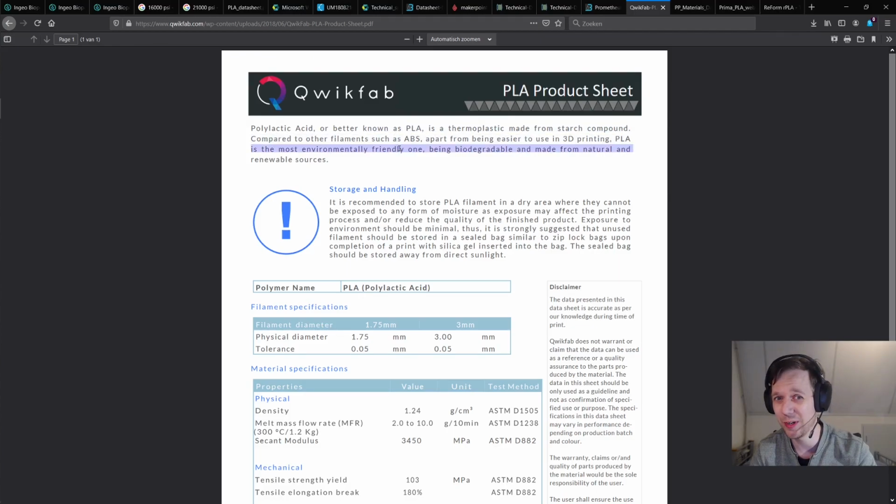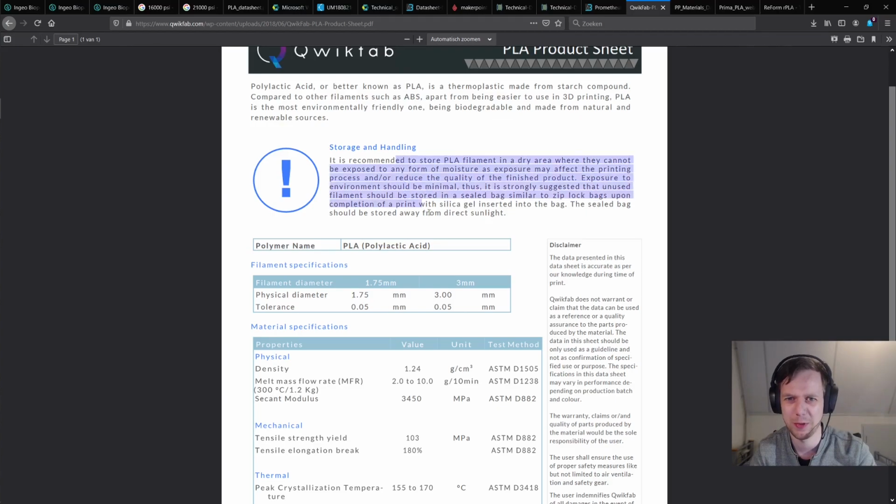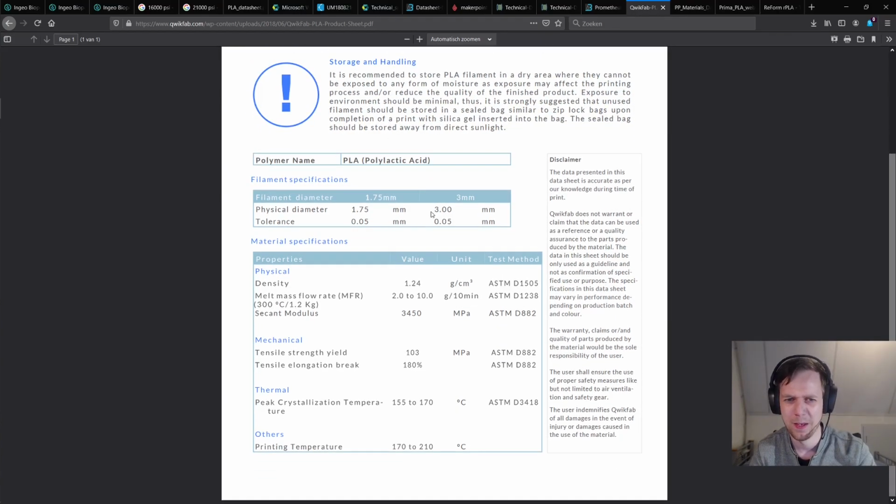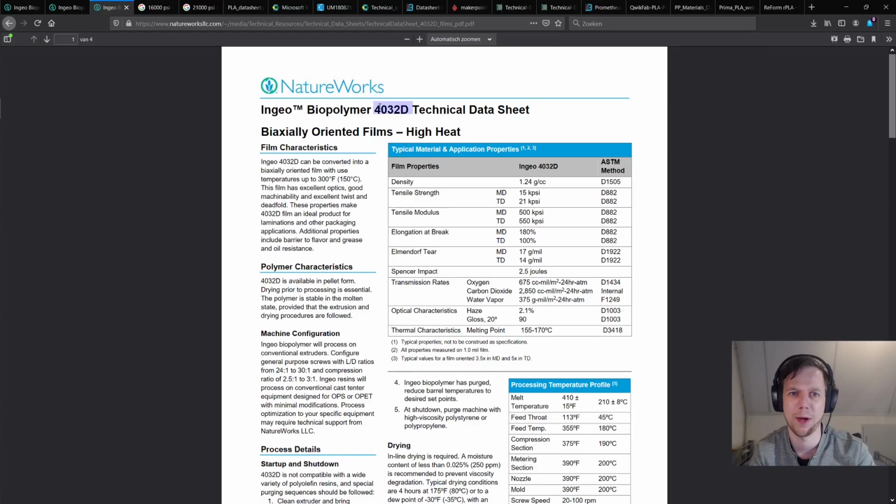Credit where it's due, I suppose. It looks like they don't necessarily claim their filament to be extra special. And the weird thing is that they have 103 megapascals and 180%. But that is just from biopolymer 4032D. So we have 180%, and you're free to convert these values yourself, but this one will come out to be 103.